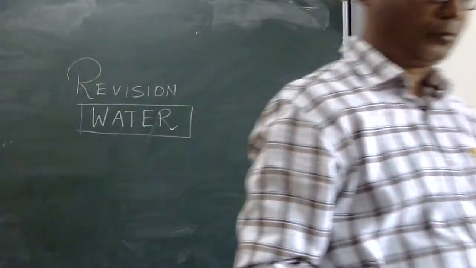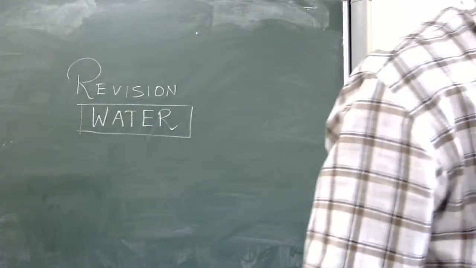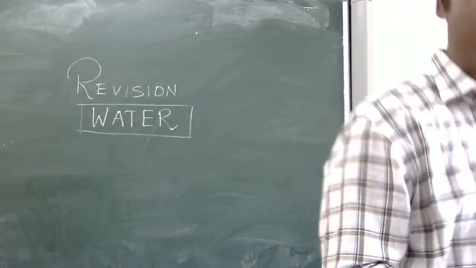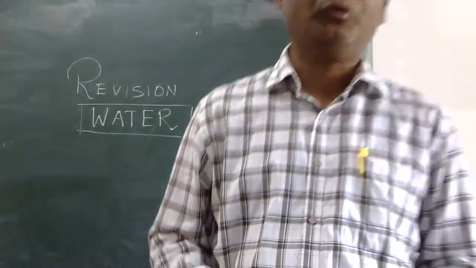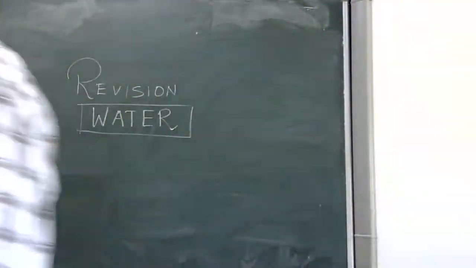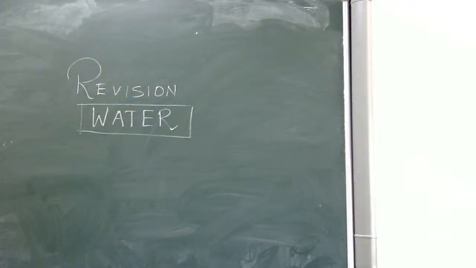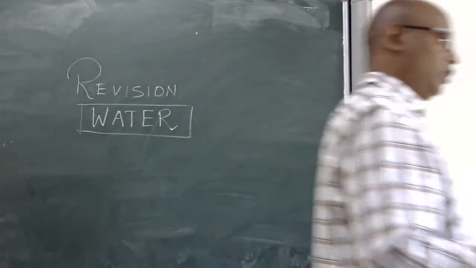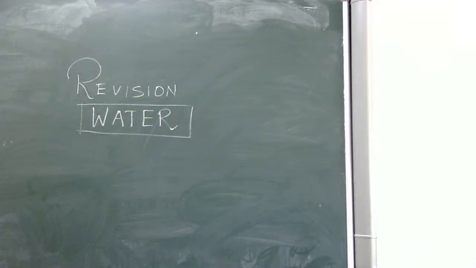Now, first page NCERT page number 136. How much water do we use? That you have to calculate: for brushing I need this quantity of water, for bathing I need this quantity of water, for cooking I need this quantity, for washing I need this quantity. That chart you have to make.